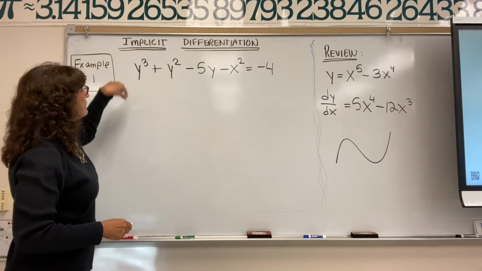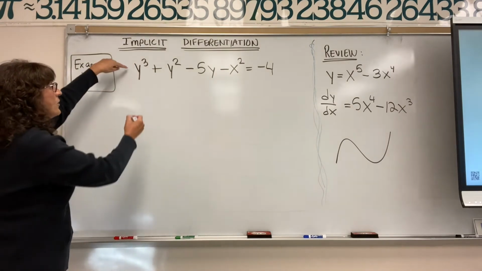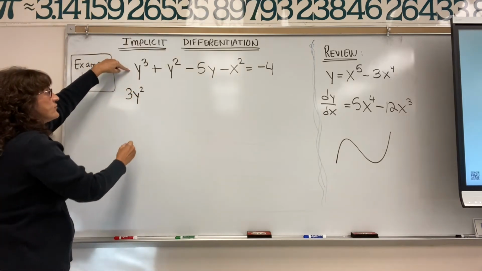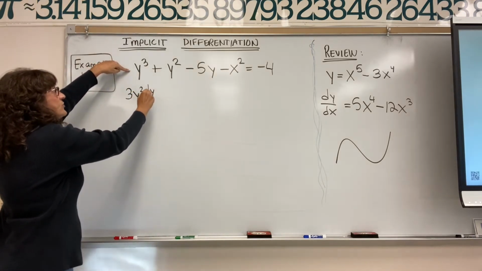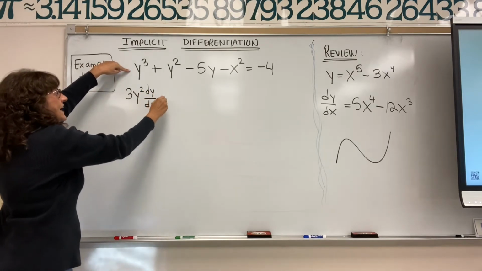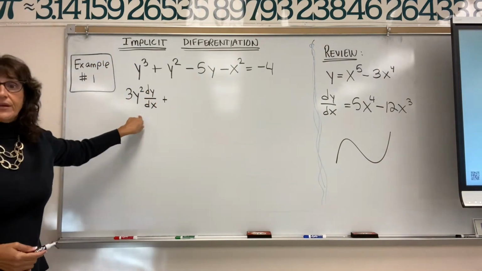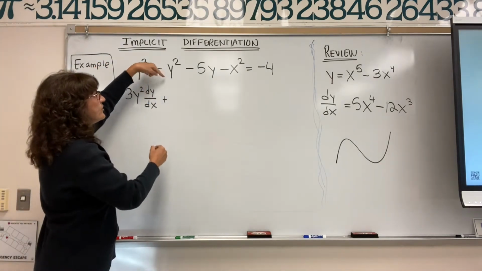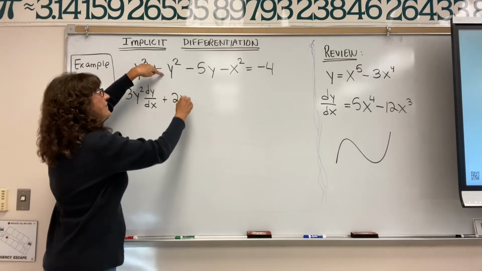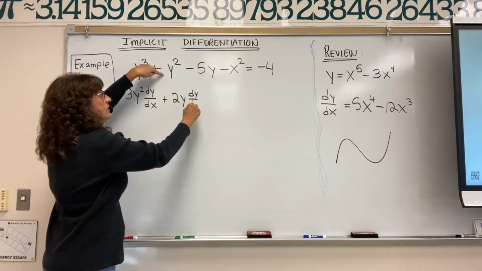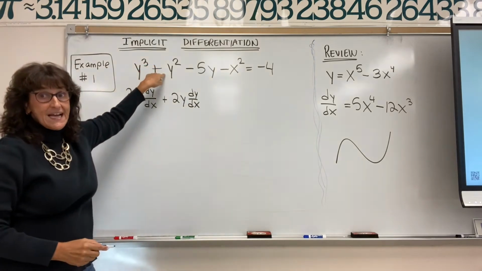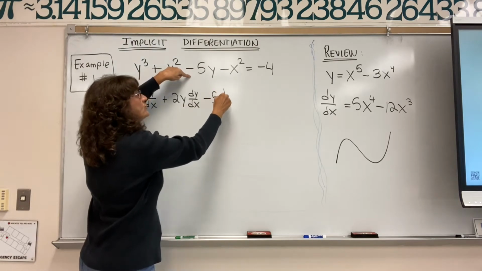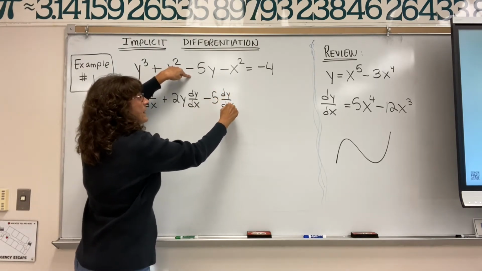So here we go. The first term here is y to the third power. When you take this derivative, you're going to have 3y to the second power, and we are differentiating that as the derivative of y with respect to x. You need to write dy over dx after it because we differentiated this as y in terms of x. The derivative of the next term, y squared, is 2y, followed up with a dy/dx. Minus, the derivative of negative 5y is negative 5 times dy/dx.